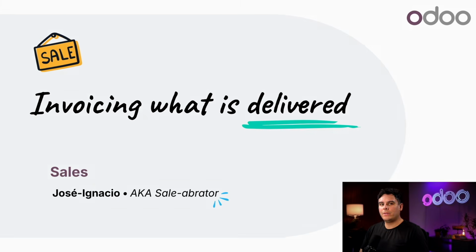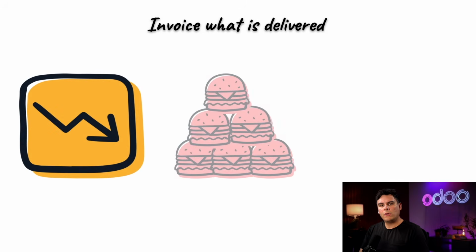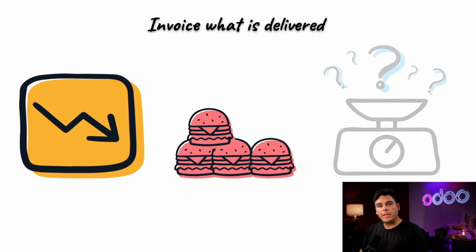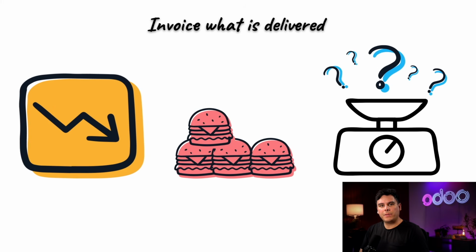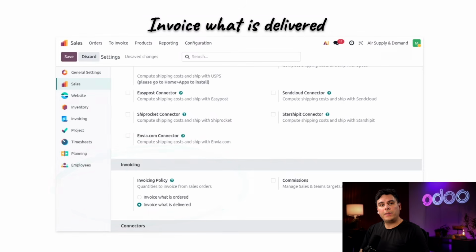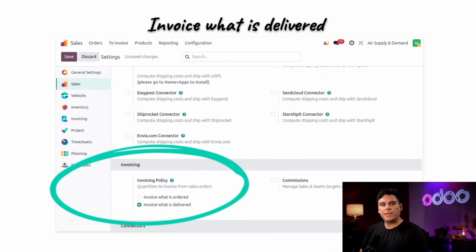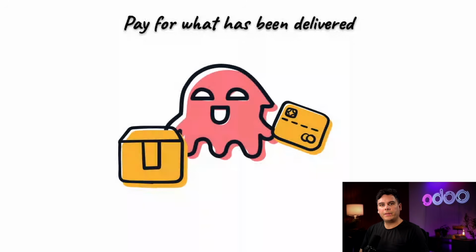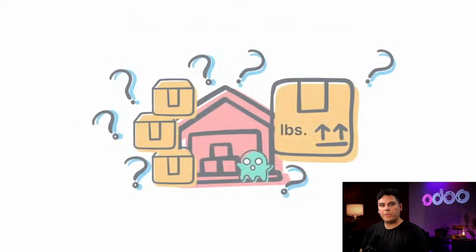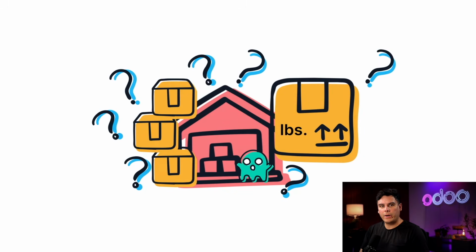Ever deal with inventory shortages, shrinkage, or weight variances? Issues like these don't just cause logistical nightmares, they can tank your customer trust and your bottom line. So today, I'm going to show you how to fix that by setting up the invoice what is delivered policy. Invoicing for what is delivered means customers only pay for what they actually receive. This is a lifesaver if your final quantities are unpredictable until the moment they leave the warehouse.